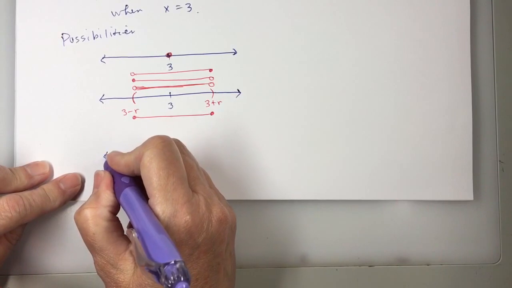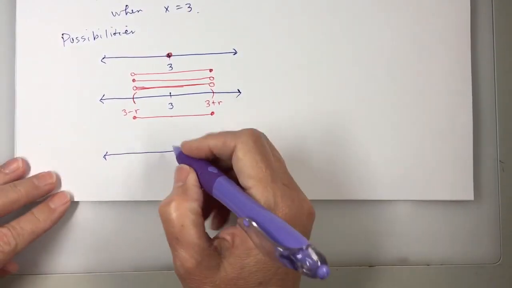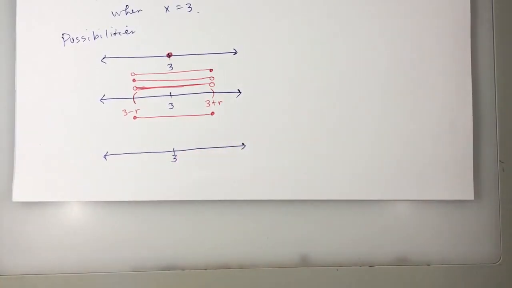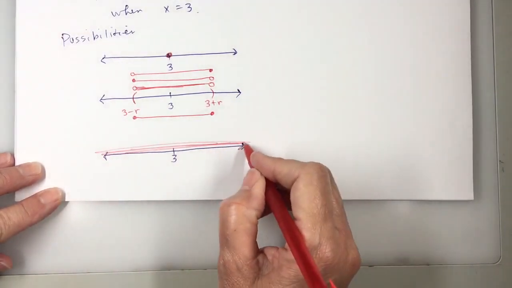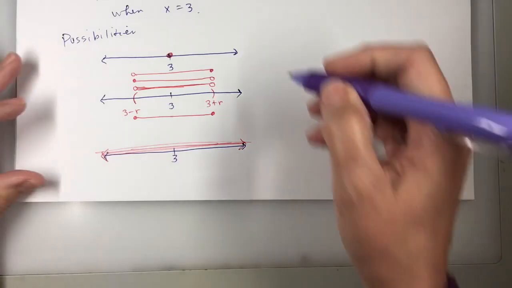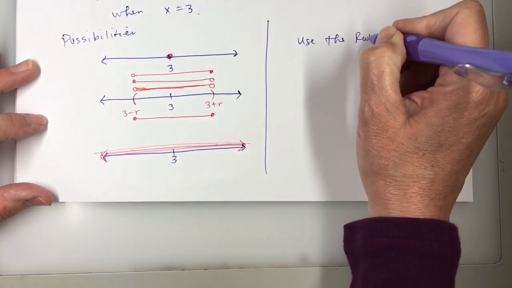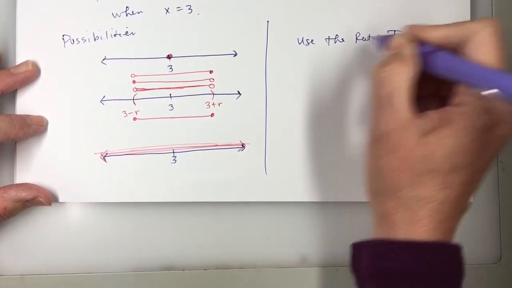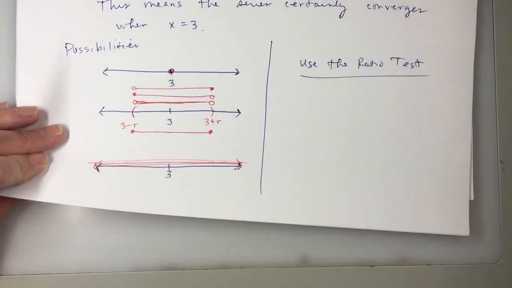And then the third possibility, it's going to converge at 3. It could converge on the entire number line. So your job is to figure out which of those it is. To do this, we use the ratio test. And so I'll work this problem on the next page.